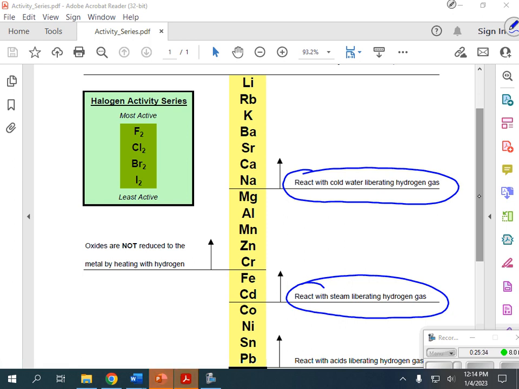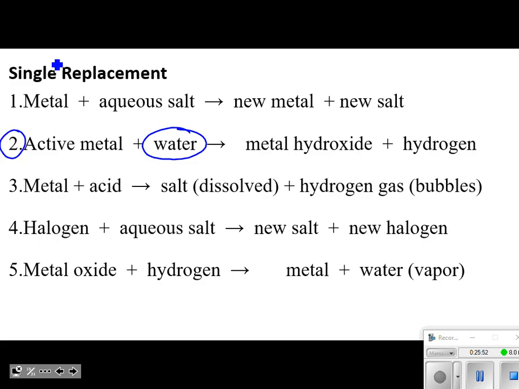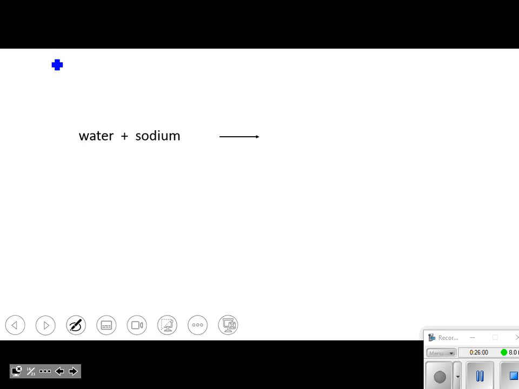Now, sodium was my metal. Will sodium react with cold water? Yeah, because it's above that line. So yes, indeed, this reaction is going to occur. So I have a single replacement number 2. So it's going to give me a metal hydroxide, which is going to be sodium hydroxide and hydrogen gas.